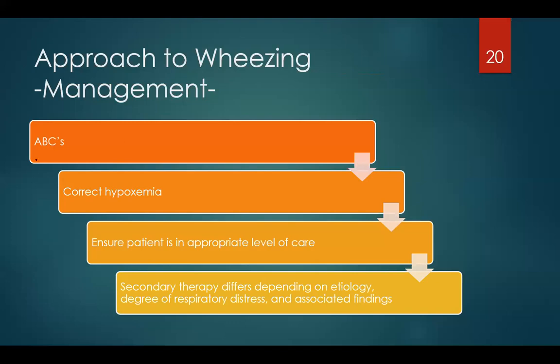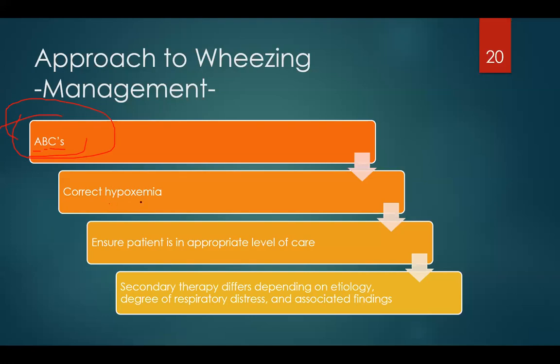Approach to the wheezing patient. We're always going to think about our ABCs, right? Airway, breathing, and circulation, right? So how's the airway look? Are they getting air in? Are they working too hard to breathe? And are they circulating well? Meaning, are the extremities perfused?